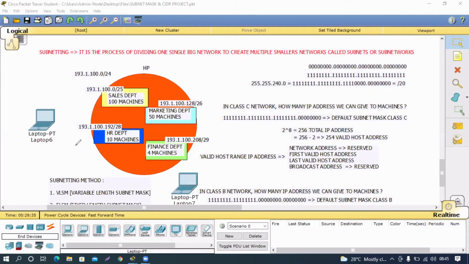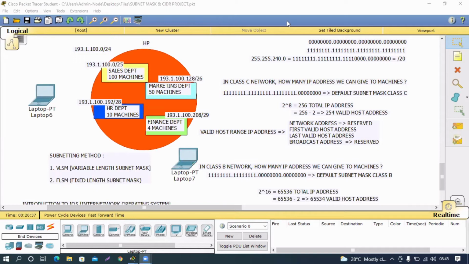Okay, so to do subnetting, we have two methods. The first method is VLSM. The second method is FLSM. VLSM stands for variable length subnet mask, and FLSM stands for fixed length subnet mask. The method used in today's networks is VLSM. We are always using VLSM. Why are we using VLSM and not FLSM?